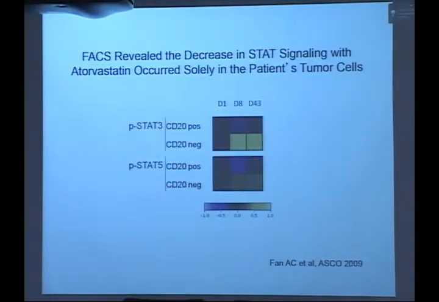We can also do this by flow cytometry because in lymphoma, once we do a fine needle aspirate, you're essentially making a single cell suspension because the cells are very loose. And so we also did flow cytometry in parallel on the same specimens.